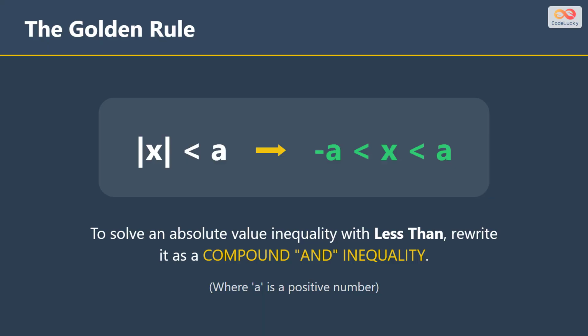This brings us to the golden rule for solving these problems. Whenever you see absolute value of x is less than a, you can rewrite it as a compound inequality. Negative a is less than x, which is less than a. This transforms a strange absolute value problem into a straightforward compound inequality.